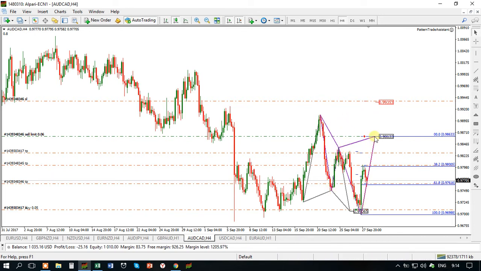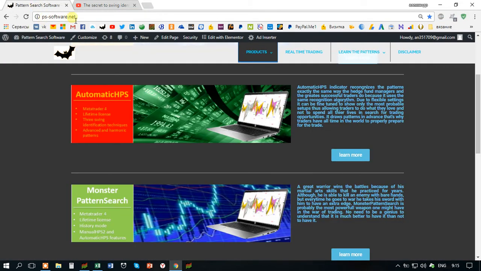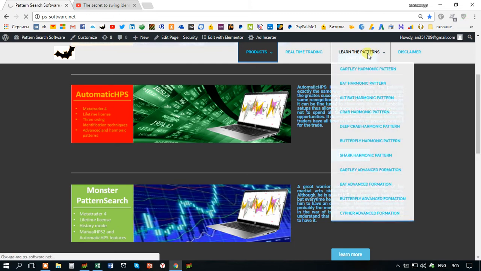Not all the butterflies turn into cipher, even if they are winners. Not all of them, because the B point requirement and C point requirement are specific for cipher and sensitive to candle closes. If you guys don't know the rules for advanced patterns, you are welcome to visit my website www.ps-software.net. Click that, learn the patterns.